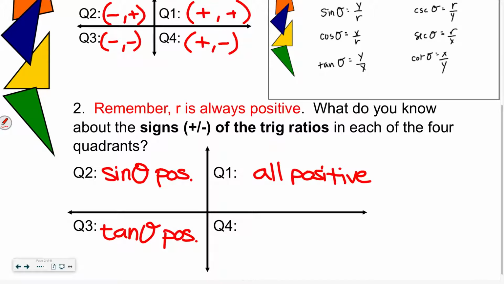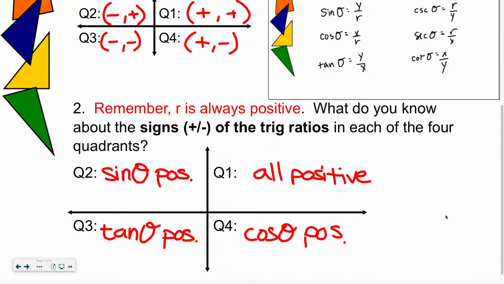Only cosine will be positive. Okay. So you have a positive x but a negative y. That means sine is going to have a negative y but a positive r, so it's negative. Tangent is going to have a negative y but a positive x, so it's negative. Only cosine will have a positive x and a positive r for a positive value. So cosine is the only positive one in quadrant 4. Okay. So in each of the other 3 quadrants, where not everything is positive, there is one trig ratio, and its reciprocal that will be positive.